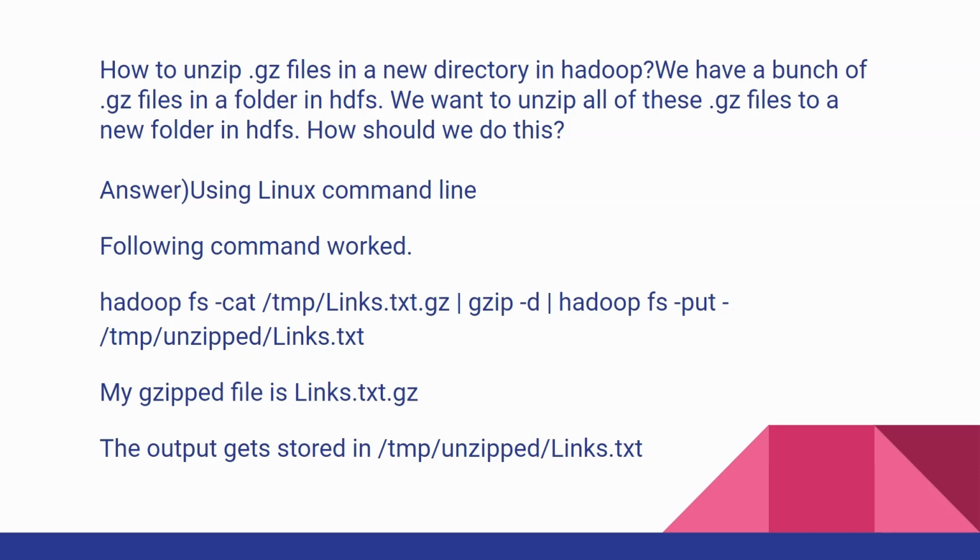For that, we will be using a combination of Hadoop and Linux commands. We have hadoop fs -cat and the Hadoop file in GZ format. Then we will use a pipe and then gzip -d, which is a Unix or Linux command. Then we will use hadoop fs -put -, where the hyphen indicates the system input, and then we will specify the Hadoop directory. This is the way we will perform this action.